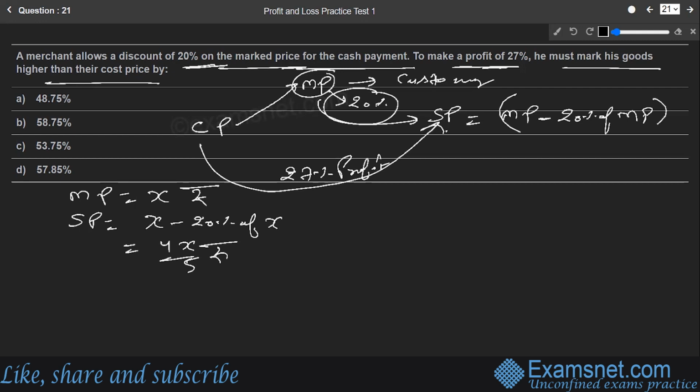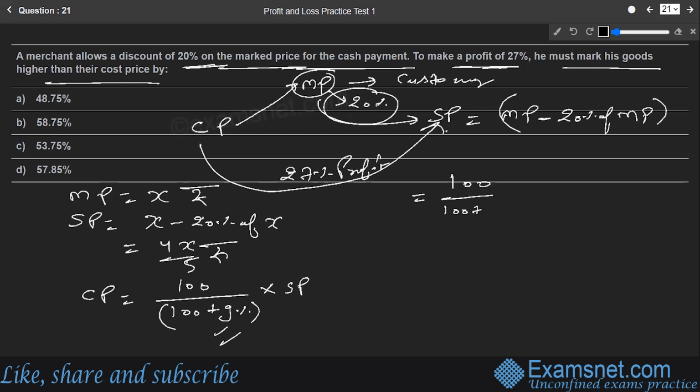Okay, now we can find out the cost price. We have a formula for cost price. Whenever a profit occurs, the formula for cost price becomes 100 over 100 plus gain percent or profit percent, into selling price. So we can use this formula to find out the cost price. How much is the profit? There is a 27% profit that has to happen. So it can be found out by 100 over 100 plus 27, that is the profit percent value, into the selling price, that is nothing but 4X by 5. If you solve this further, this comes out to be 100 by 127 into 4X by 5 rupees.